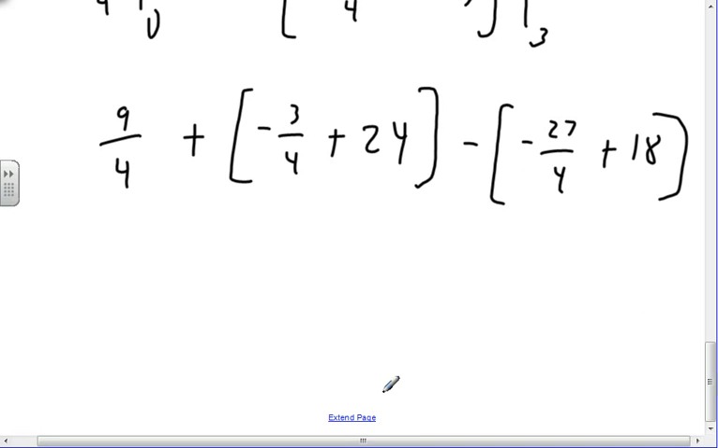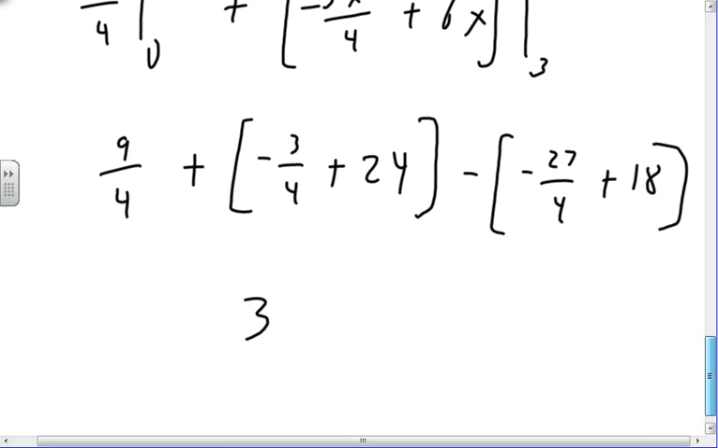All right, take my calculator out. 9 over 4 minus 3 over 4 plus 24 plus 27 over 4 minus 18 equals 3. I got it. Okay, perfect. Sure, I'm glad I got that one right.